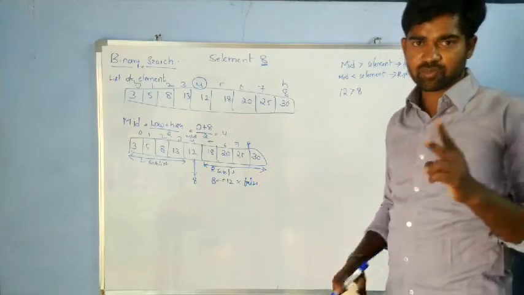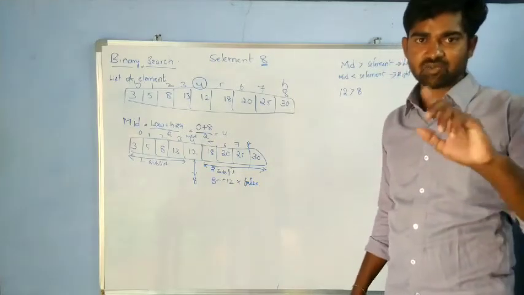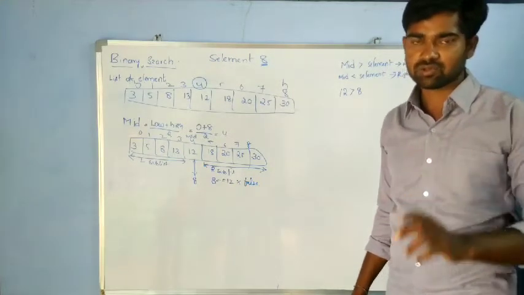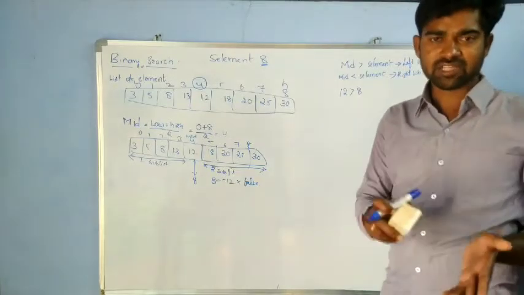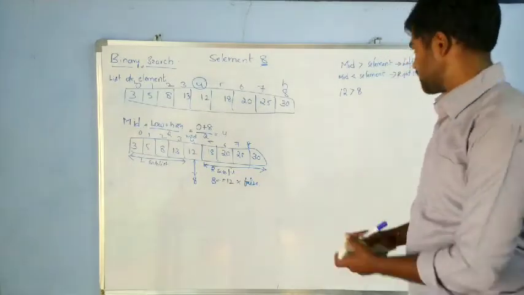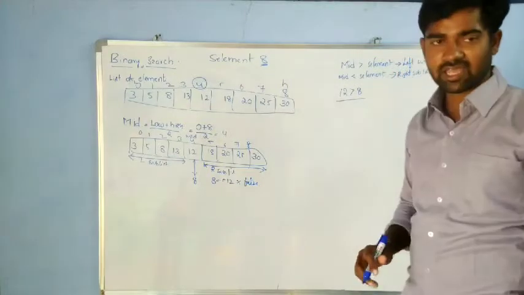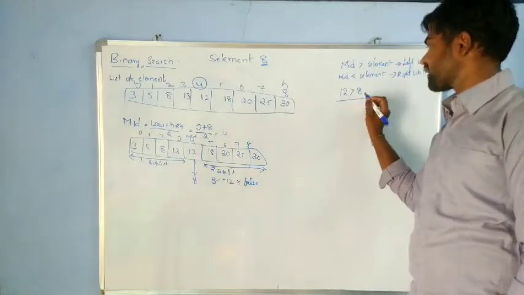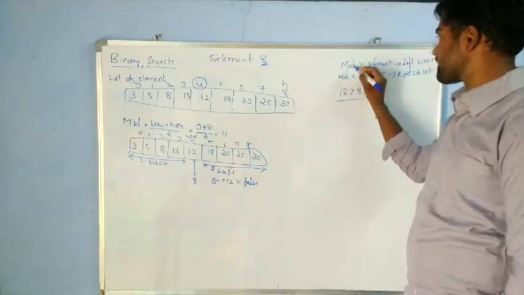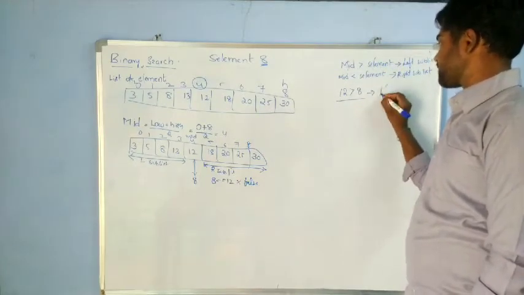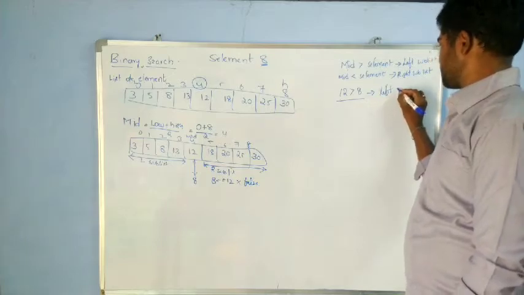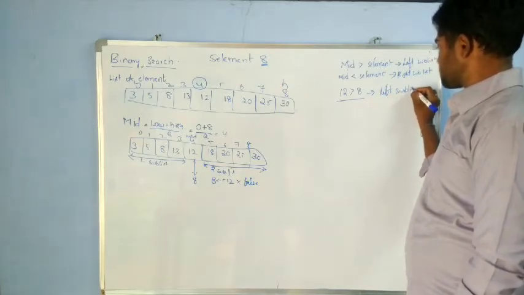Okay, we have two possibilities. Mid is greater than the search element, or mid is lesser than the search element. According to those possibilities, we have to take either the left sublist or the right sublist. Now in this case, 12 is greater than 8, meaning mid is greater than the search element, so we move to the left sublist.